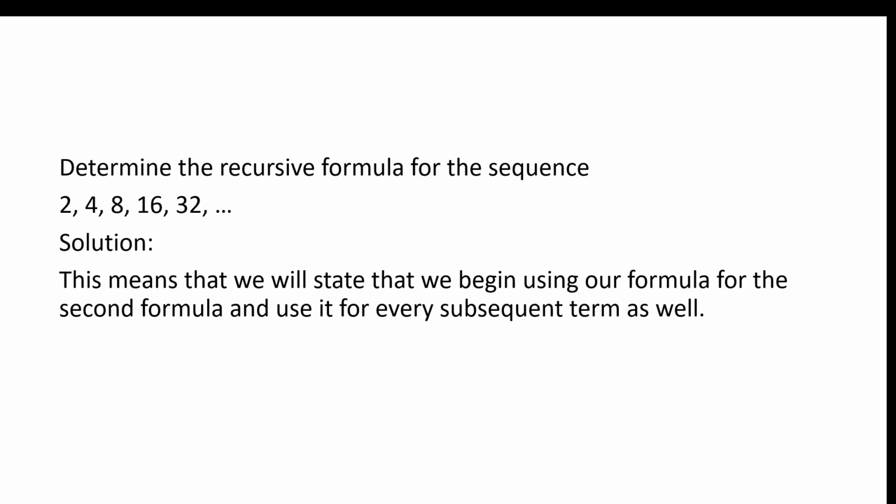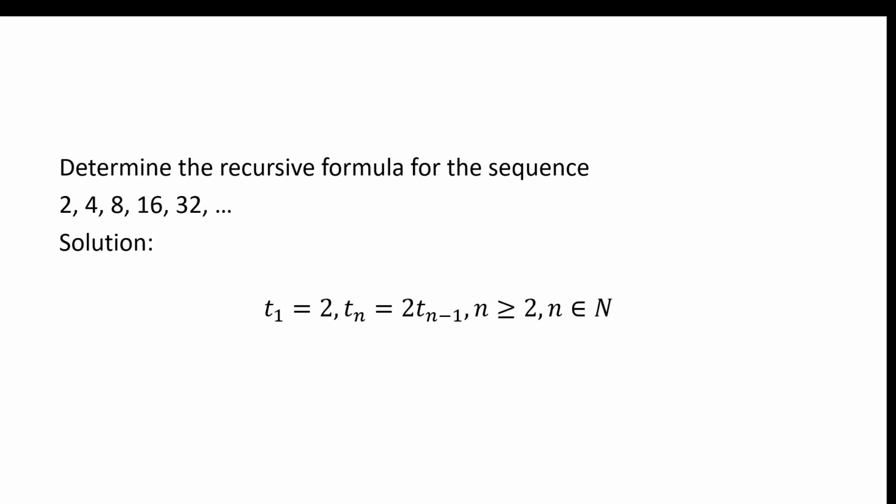So we begin our formula for the second term. It says formula here, but it should say term. We begin our formula for the second term and use it for every subsequent term as well. So we can write T1 equals 2, Tn equals 2 times T(n minus 1), n greater than or equal to 2, n is an element of the natural numbers.